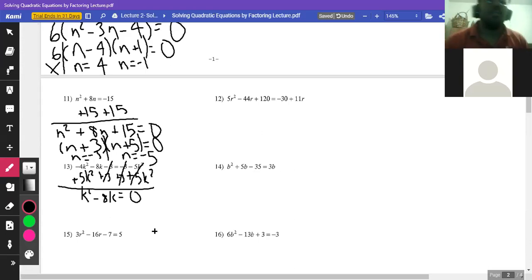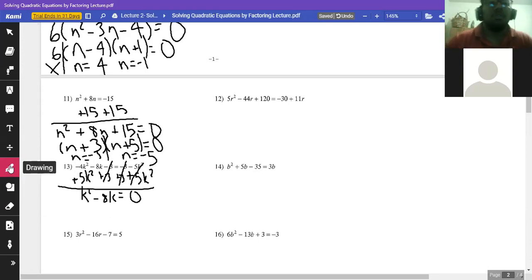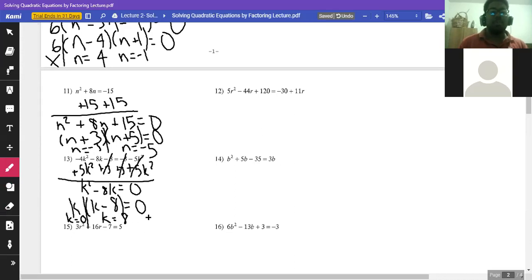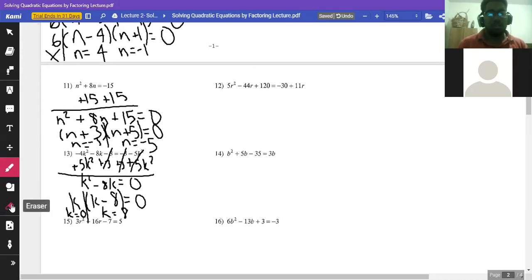Here I can factor by using GCF. So I can factor a k out, and I'm left with k minus 8 on the inside. So then either I have k is equal to 0 or k is equal to 8, once I set both of those factors equal to 0.